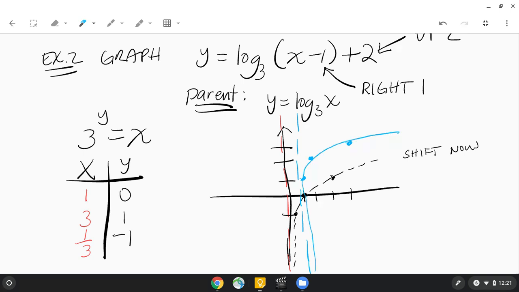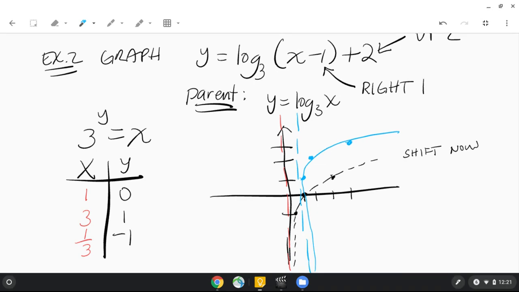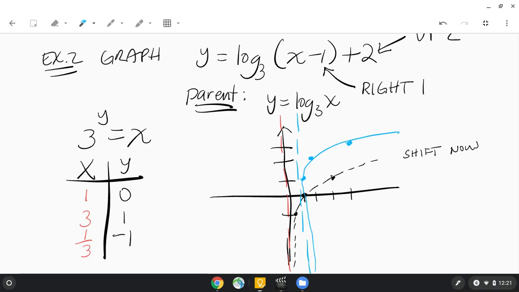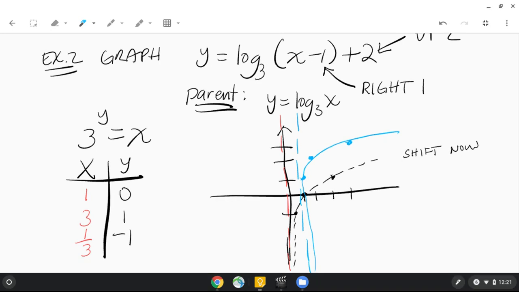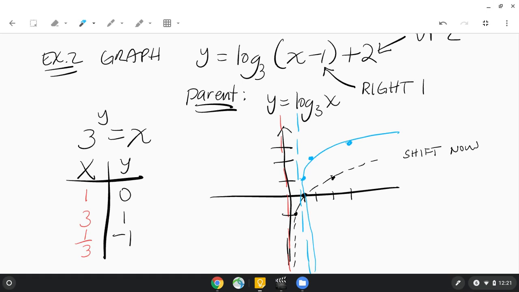Okay, so this is what you should have gotten. You take those 3 points that you got from your table of values for the parent function, and then you just shift those 3 points up 2 and 1 to the right. That is basically it for the introduction to logs. In the next section, 4.4, we will take a look at the laws of logs, and that is what we're going to be using when we solve some of the log equations.